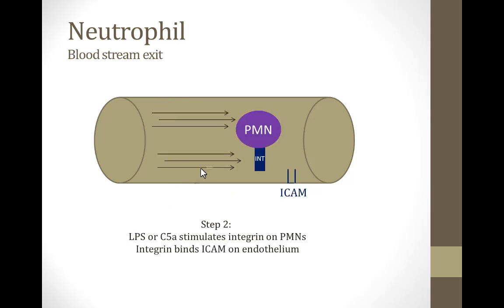For crawling to occur, the neutrophil needs to express integrin like I've shown here, and the triggers for integrin expression are other components of infection and inflammation like lipopolysaccharide or C5a, the things that stimulate neutrophils. They put integrin on their surface and then they can bind to ICAM. ICAM is always present in endothelial cells, but normally it has no partner to bind with on the neutrophils, but in settings of infection and inflammation, these types of things stimulate the expression of integrin, and then the neutrophil can bind to ICAM, and that's how it begins to crawl.